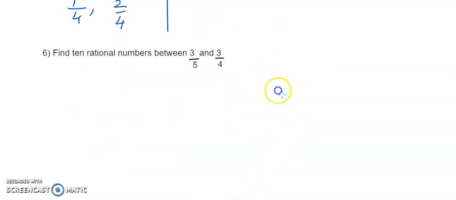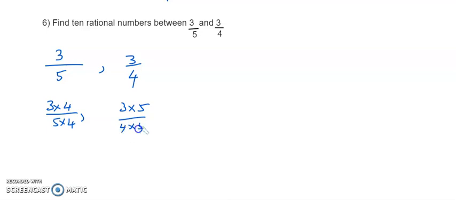Next, again, 10 rational numbers between 3 by 5 and 3 by 4. Here the numerators are the same, but not the denominators, right? So the LCM is 20. I should multiply this by 4 and the other fraction by 5. So I end up having 12 by 20 and 15 by 20.